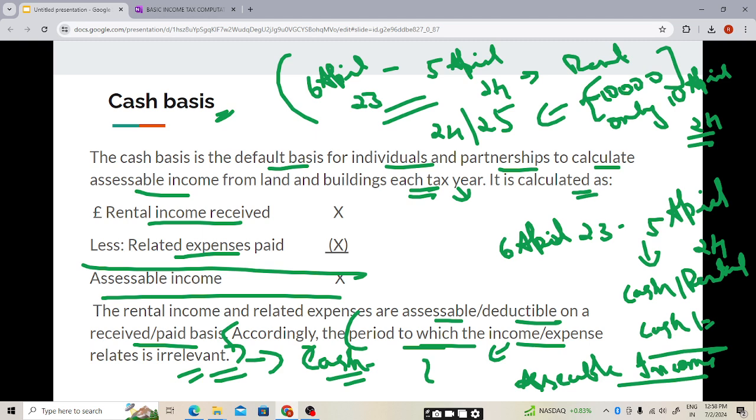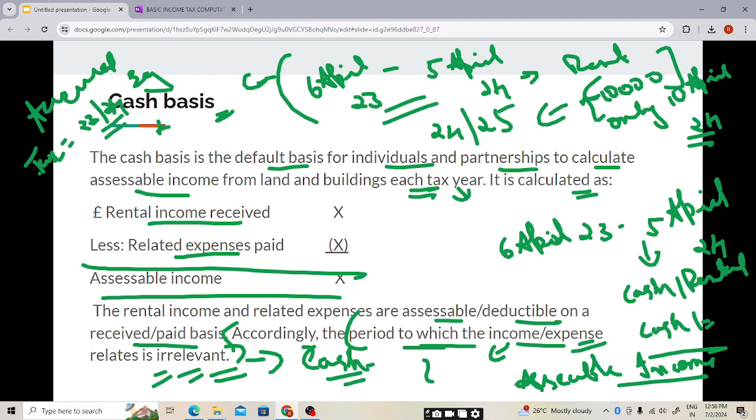The period to which the income or expenses relate is irrelevant. If we take the same example for accrual basis, then the 10,000 will be taxed under which year? It will be taxed under 23-24, as the 10,000 income relates to the tax year 23-24. So cash basis is the default basis. What is the amount we receive? What is the amount we paid? These give rise to our assessable income.